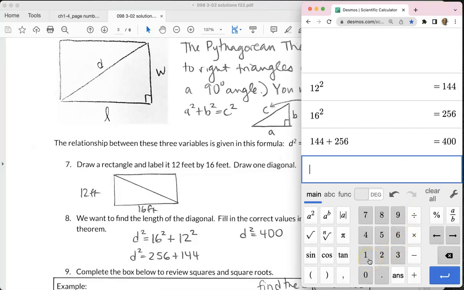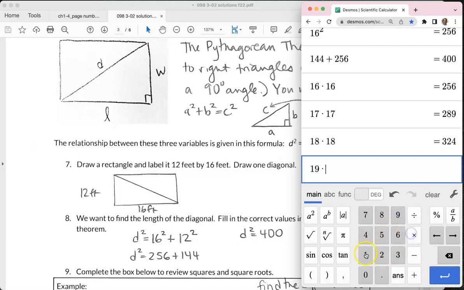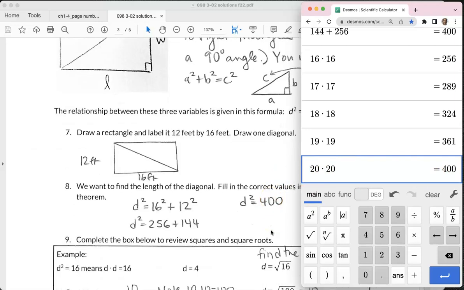So just a reminder, we are looking for a number times a number. 16 times 16 is 256. 17 times 17 is 289. 18 times 18, 324. Getting closer. 19 times 19, 361. 20 times 20, there it is, it's 400. So the diagonal should be 20 because 20 times 20 is 400. So I'm going to show you square roots in the next little box.